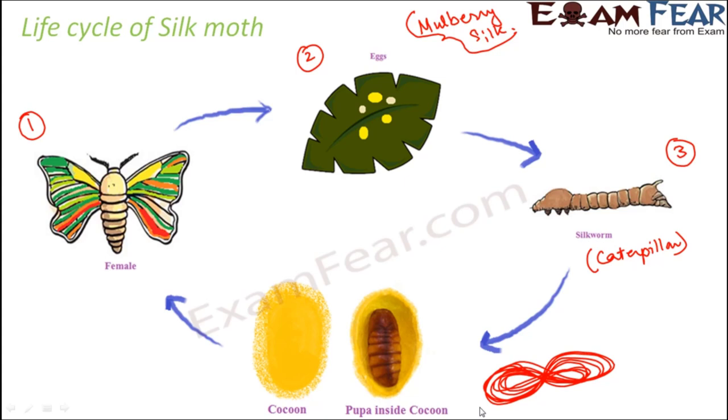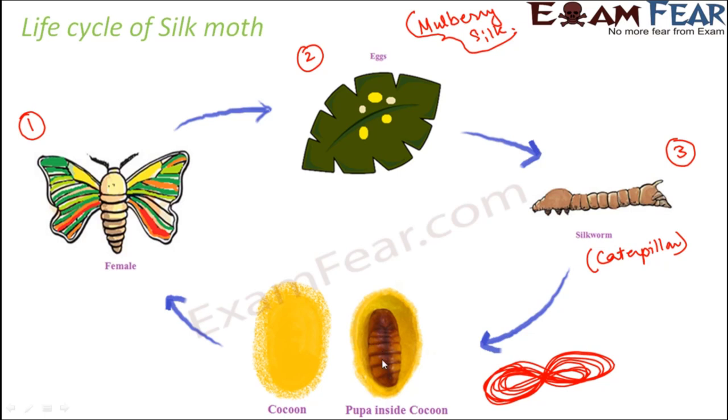And this net-like structure hardens in the presence of air. Initially it looks like saliva, but it is not actually saliva, it is some protein which is like saliva. When that protein is exposed to air, it starts becoming hard, and this hardened protein later becomes the silk fiber. So that's how it happens.